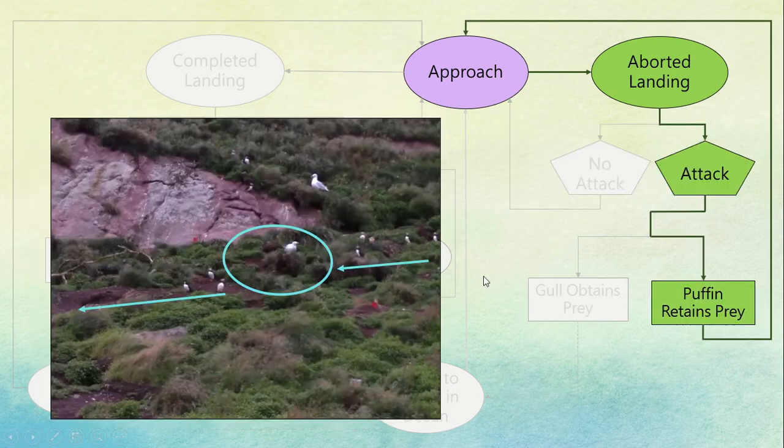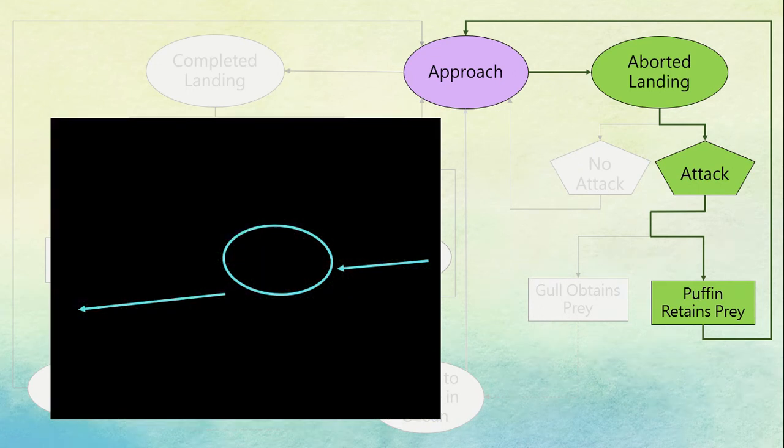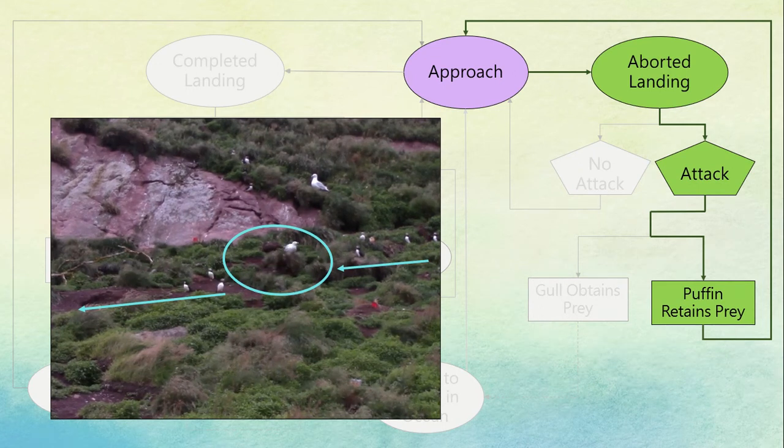So here's another example, but this aborted landing ends in attack. This puffin flies in here, this gull jumps out, tries to make contact, doesn't end up making contact. The puffin keeps flying and will be able to approach the island again with its prey still in its bill. So with that in mind, those are my variables.